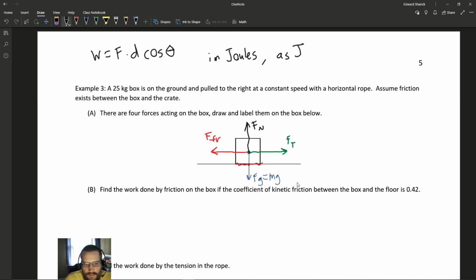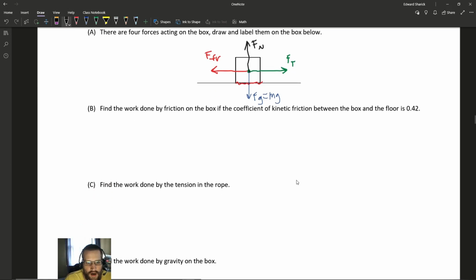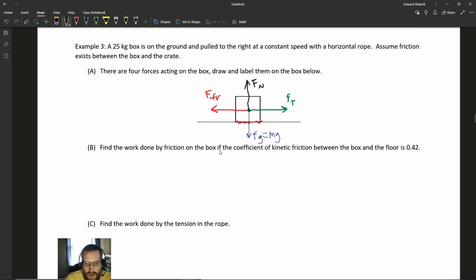If you were able to label all 4 of those forces, nice work. Let's continue onward. Now let's find the work done by friction on the box if the coefficient of kinetic friction between the box and the floor is 0.42. So we're looking at this force here. You might need to look back at your notes to come up with the equation for friction. If you do remember it, friction is mu times the normal force.